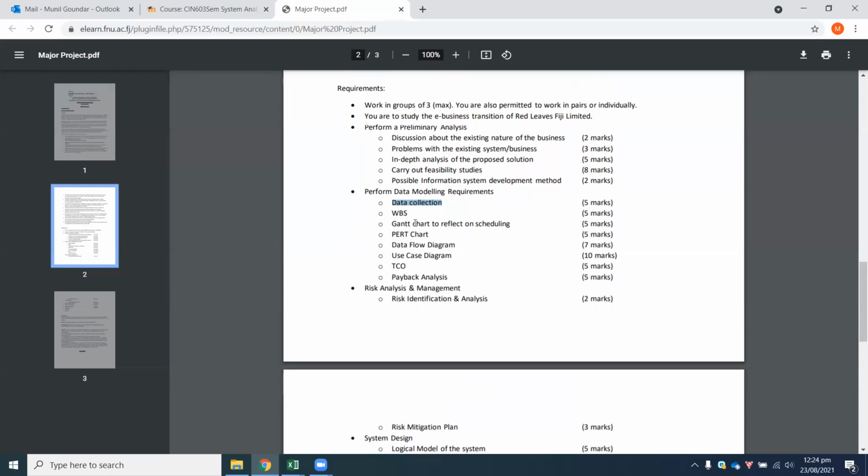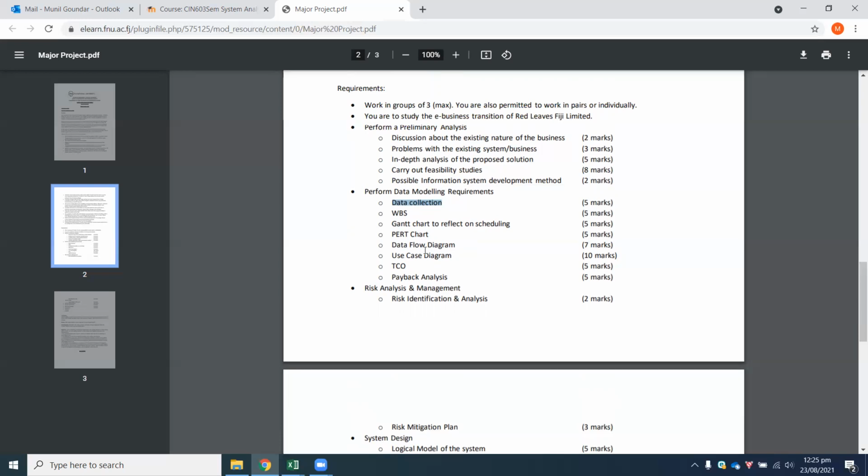And then WBS, work breakdown structure. Then you are supposed to have a Gantt chart to reflect on scheduling. Now, how is a Gantt chart done or how do we make Gantt charts? We will be talking about that in this week's lecture class. That's 5 marks, by the way. Per chart is 5 marks as well. So based on your WBS, you should be able to make a Gantt chart, carries 5 marks.